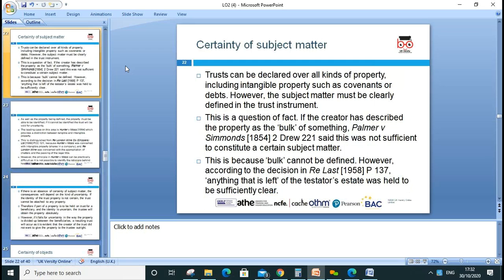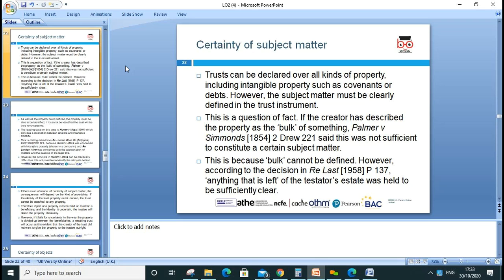Certainty of the subject matter. A trust can be declared over all kinds of property, including the intangible. Do we know intangible, tangible? Tangible, intangible. Equity, such as goodwill, copyrights, and those. Intangible like goodwill. So we need to be well aware of certainty of subject matter. A trust can be declared over any kind of property, including intangibles such as covenants or debts. However, the subject matter must be clearly defined in the trust instrument.